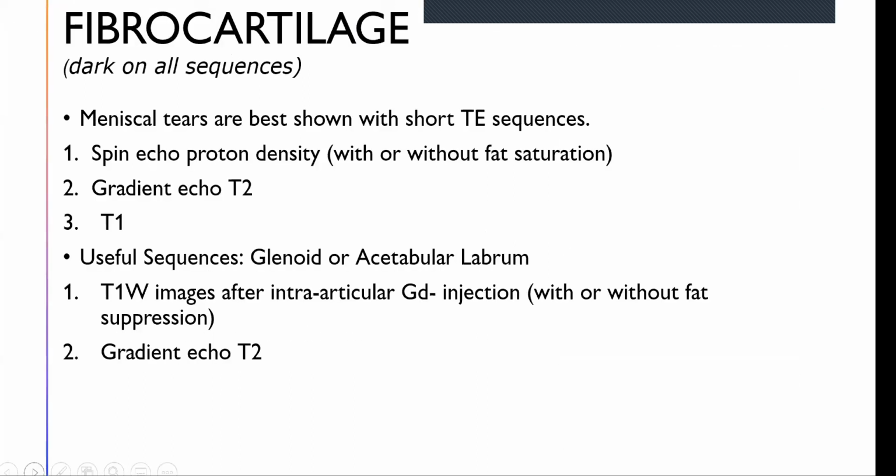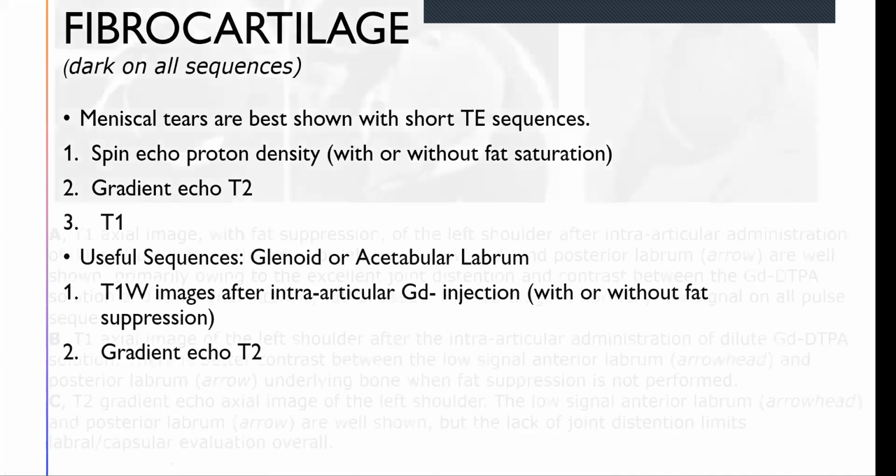Okay. What about fibrocartilage? The fibrocartilage is dark in almost all sequences. So the meniscal tears are best seen in short TE sequences, a spin echo proton density, which means between T1 and T2, gradient echo T2 and T1. Useful sequences for the glenoid and acetabular labrum are both T1 and T2, and you can see that a gradient T2 is sufficient without a fast spin, I mean.